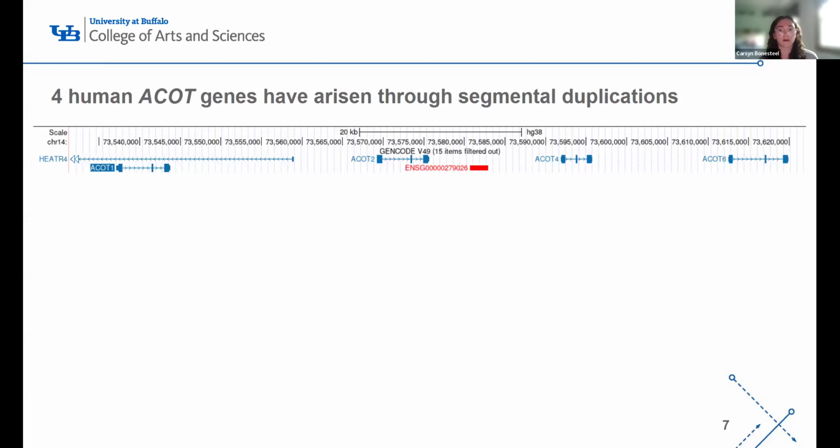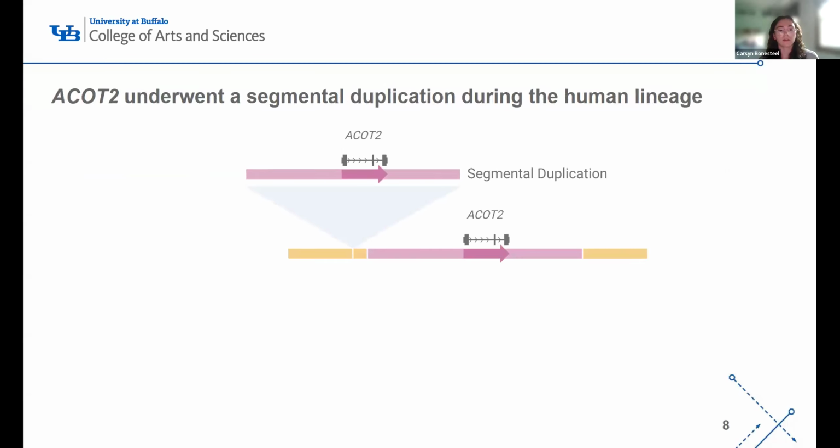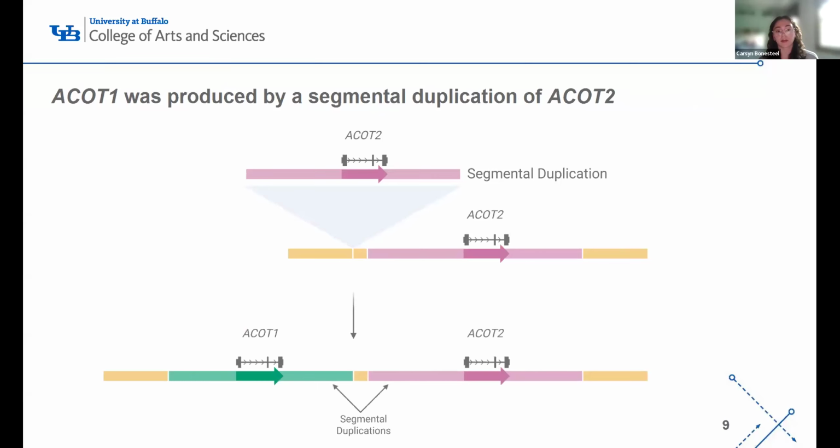So this is a brief overview of the locus that I'm studying. On chromosome 14, we have 4 genes, ACOT1, 2, 4, and 6. And previous studies have already identified that ACOT2 is a result of a segmental duplication from ACOT4. So we know that this locus is prone to segmental duplications. And specifically in humans, we have an additional segmental duplication of ACOT2, where it has been inserted upstream and differentiated into ACOT1.